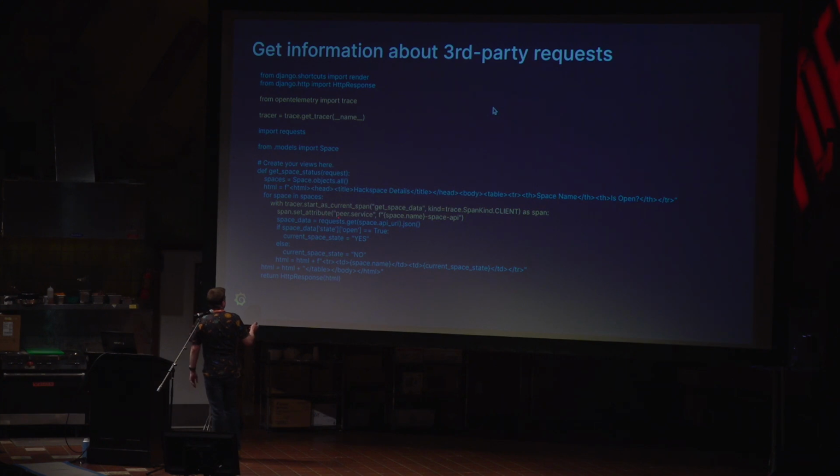And then we're setting an attribute here of a peer service. Space name is being called from the database, and then dash space dash API, because that's what I decided to name it. This could be anything, but this is how easy it is to set those attributes. Just span set attribute name, blah.